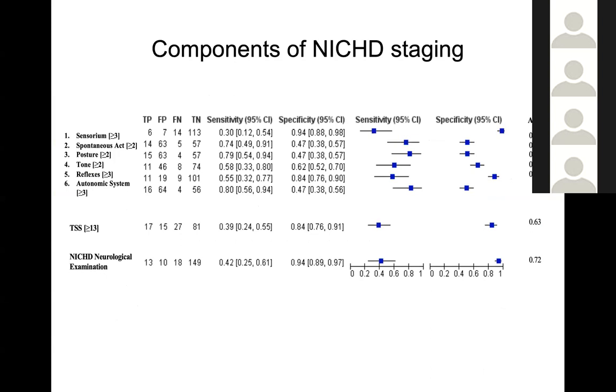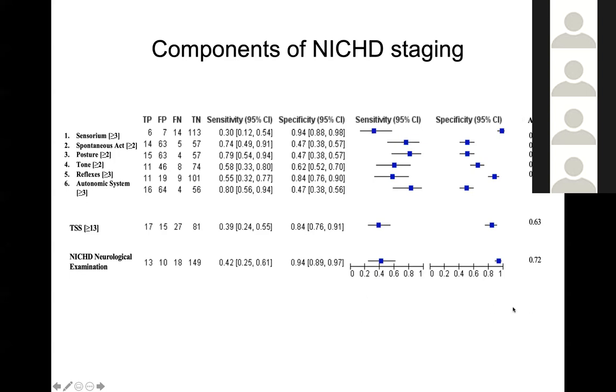Now, there are six components of the NICHD staging, which I'll explain later. And these are the six components: sensorium, spontaneous activity, posture, tone, reflexes, and autonomic system. Individually, they are not that great in predicting the outcome. The area under the curve will be something like 0.3, 0.4. But when you combine them, the accuracy increases.